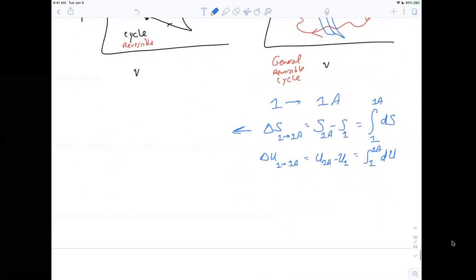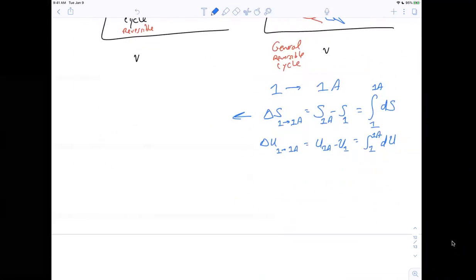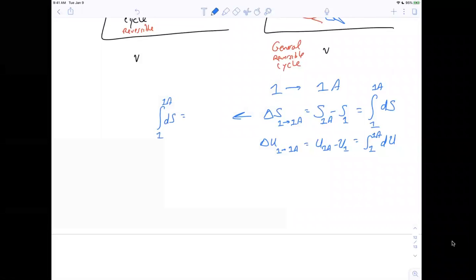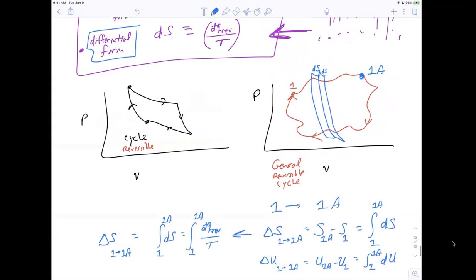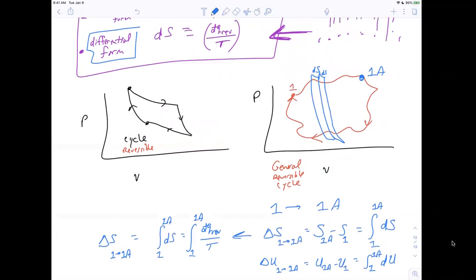So that integral of ds from state 1 to state 1A, since this is reversible, is the integral from state 1 to state 1A of dq reversible over T. And this is how we would get delta S to go from 1 to 1A using these very small differential Carnot cycles that you can use to build up any other cycle. Okay, any questions?